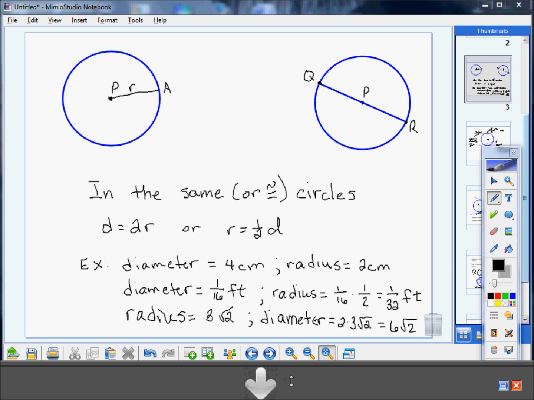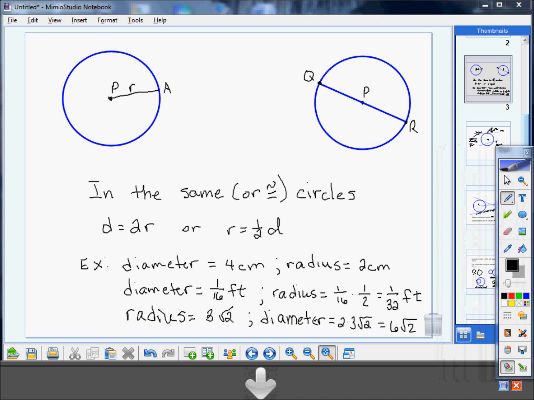Let's keep this up for a second. I think I just want to do a whole brand new picture for the next one because I don't want too much to show up at once. So that takes care of when you have segments in a circle. But there are also lines that can sometimes intersect a circle. If you have a line and it's going to intersect a circle, it can either intersect the circle in 1 or 2 points.